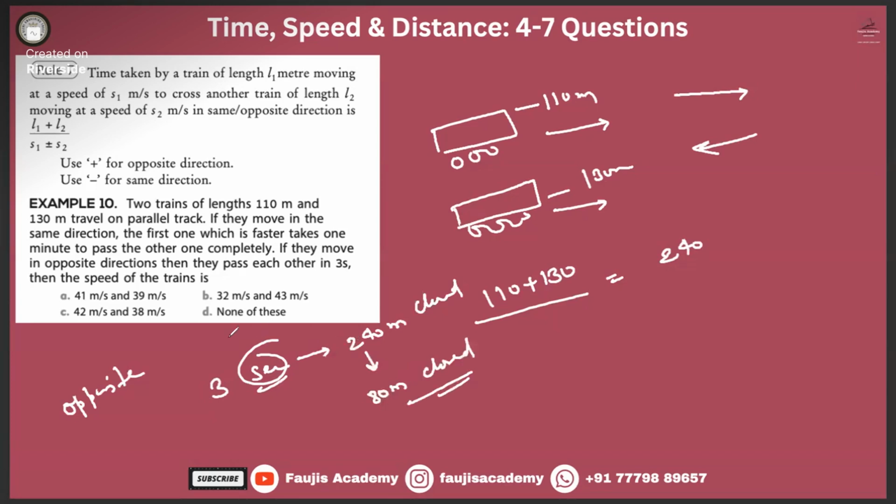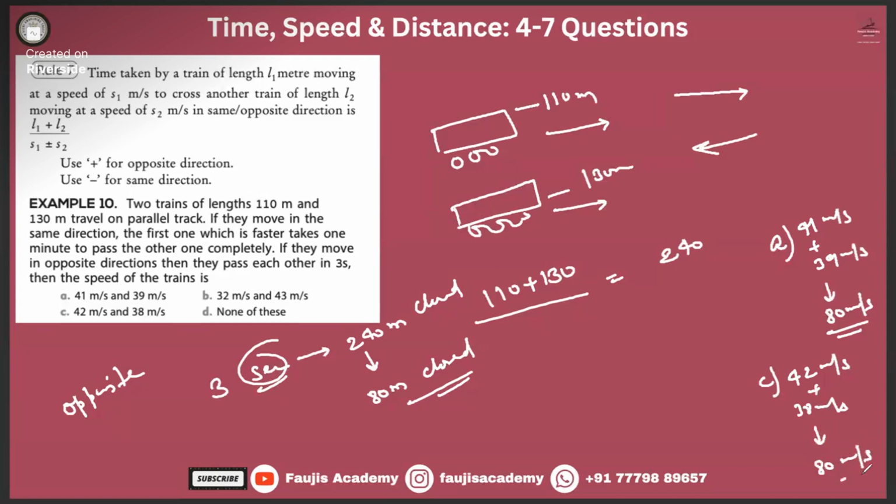Where do you find the sum equal to 80? In option A, option B and option C. Option A is 41 meter per second and 39 meter per second. Add these two, we get 80 meter per second. And the case of C is also pretty much the same, which is 80 meter per second.